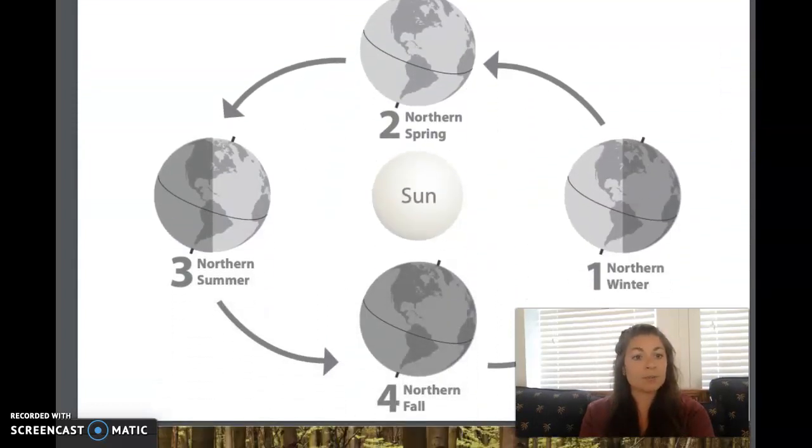Remember, during the time of the year when the northern hemisphere is tilted toward the sun, this part of our world receives more daylight and more intense sunlight. This means it's summertime in the northern hemisphere. At the same time, the southern hemisphere is tilted away from the sun, so it's winter there. That's why, as Earth revolves around the sun and is tilted on an axis, the seasons change.